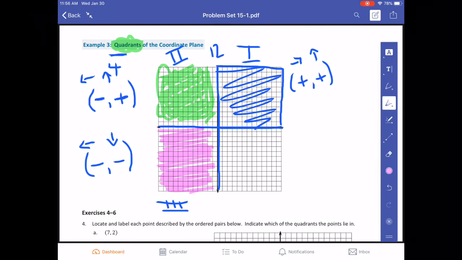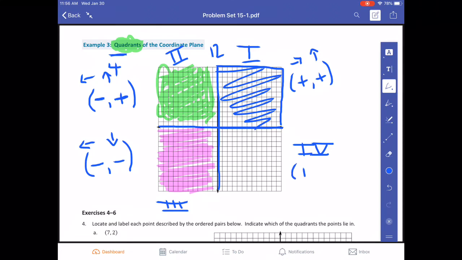And last but not least, we have quadrant 4, which is labeled Roman numeral I and then V. And quadrant 4 has a positive x-coordinate and a negative y-coordinate, which means we are moving right from the origin and then down.